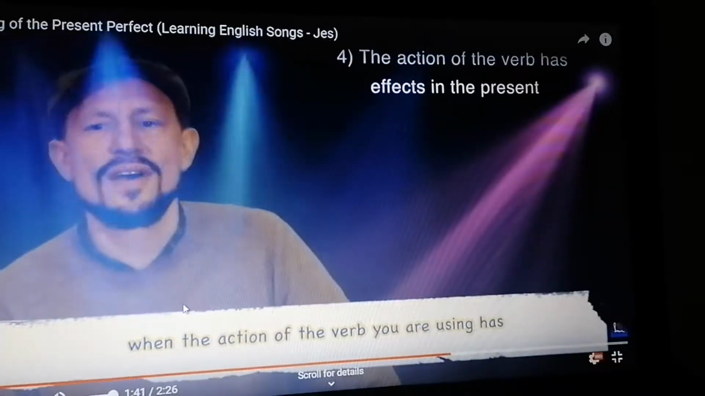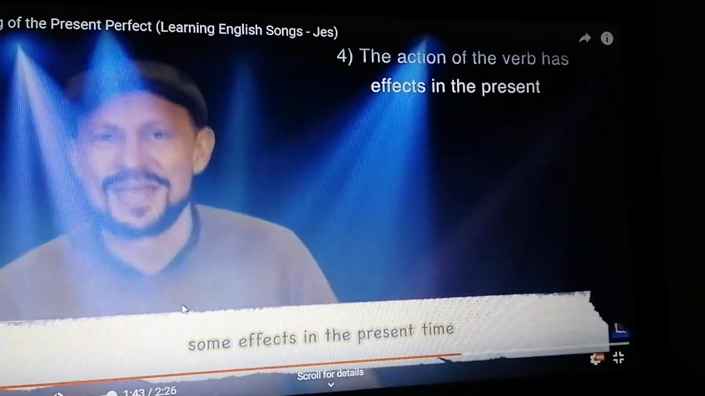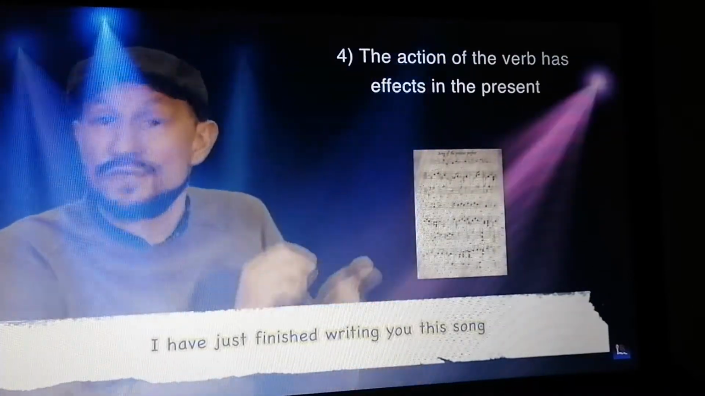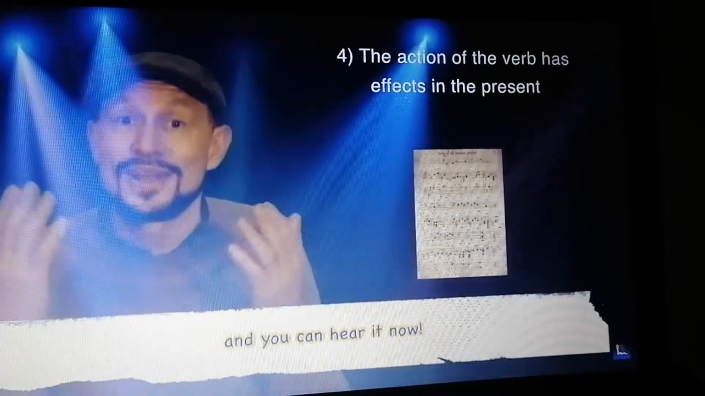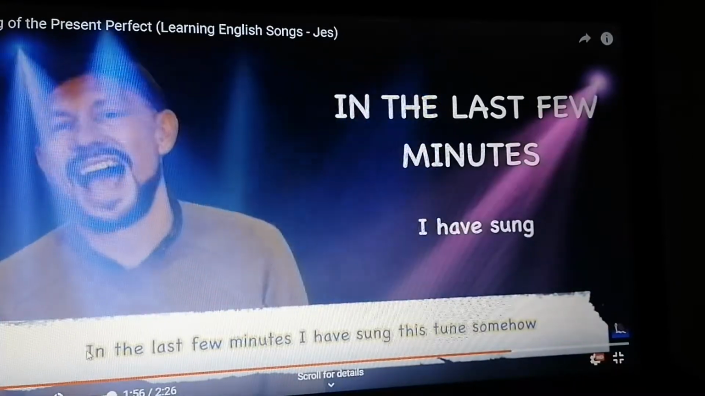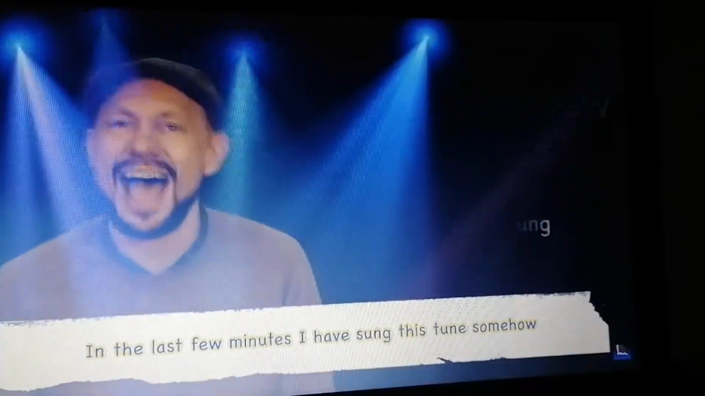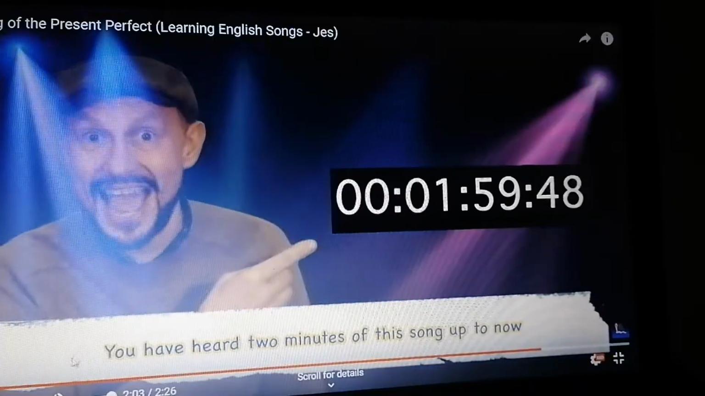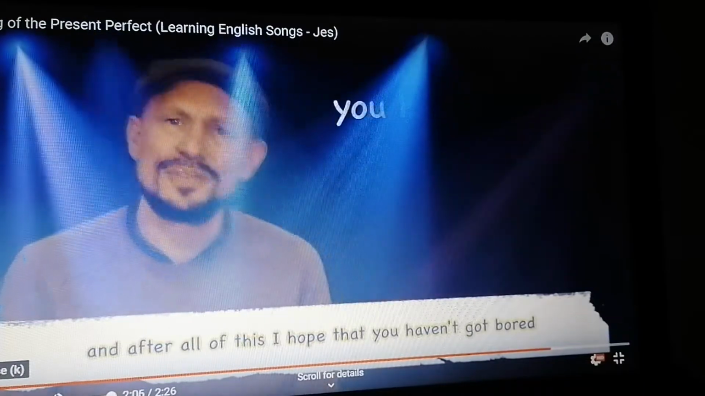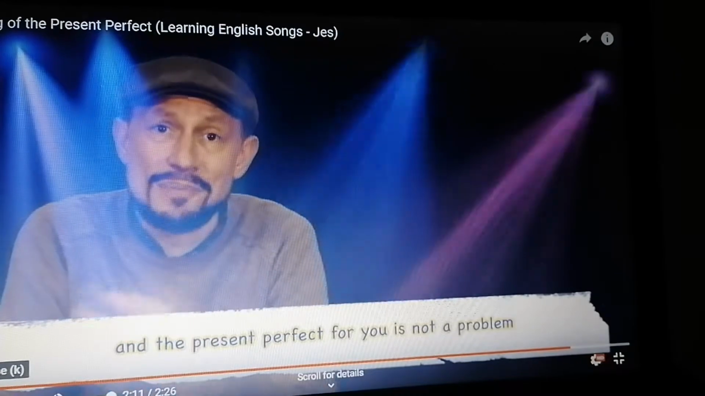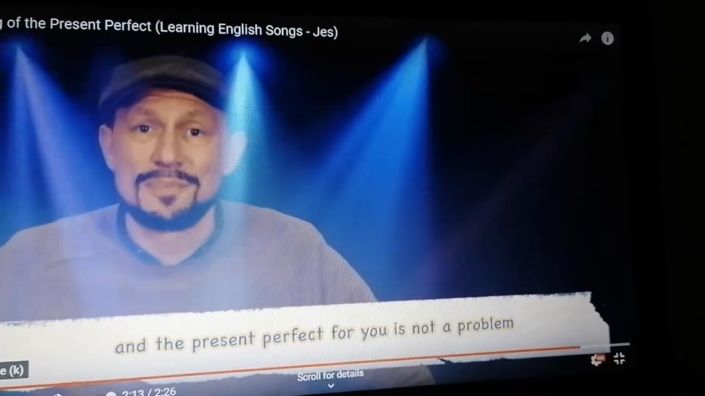When the action of the verb you are using has some effects in the present time. Like when I say, hey, look what I have done. I have just finished writing you this song and you can hear it now. In the last few minutes I have sung this tune somehow. You have heard 2 minutes of this song up to now. And after all of this, I hope that you haven't got bored. And the present perfect for you is not a problem anymore.